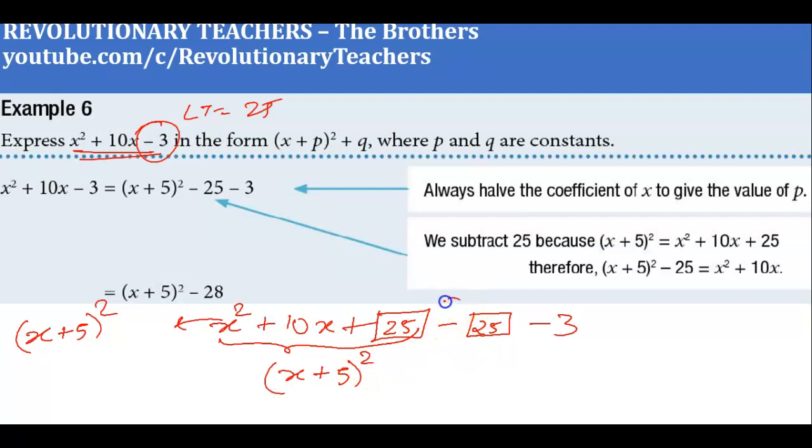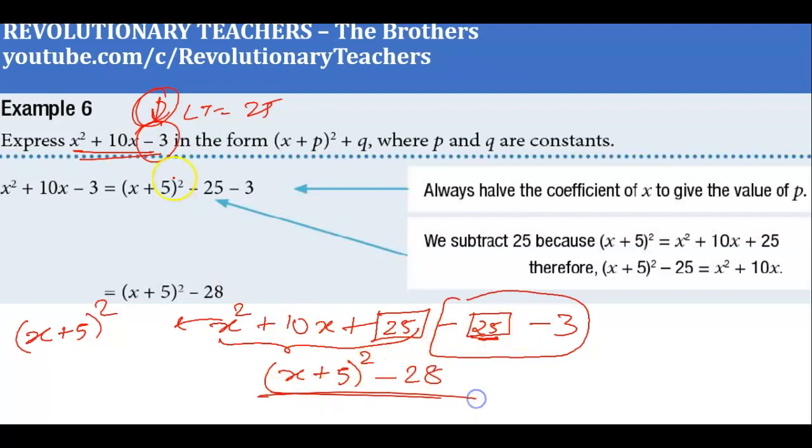Okay. Now solve this separately: the constant which was given to you, and the term which you subtracted. Minus 25 minus 3 is minus 28. So you have expressed this quadratic expression in the form (x plus p) whole square plus q. So what is your p? p is 5, and what is your q? q is minus 28. I hope you all understood this, children.